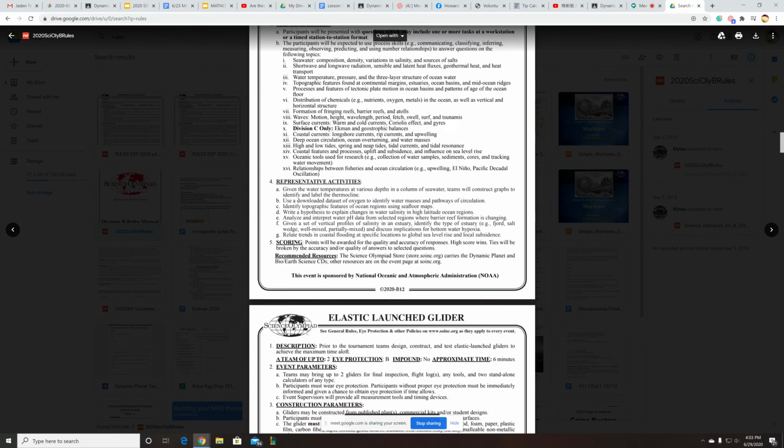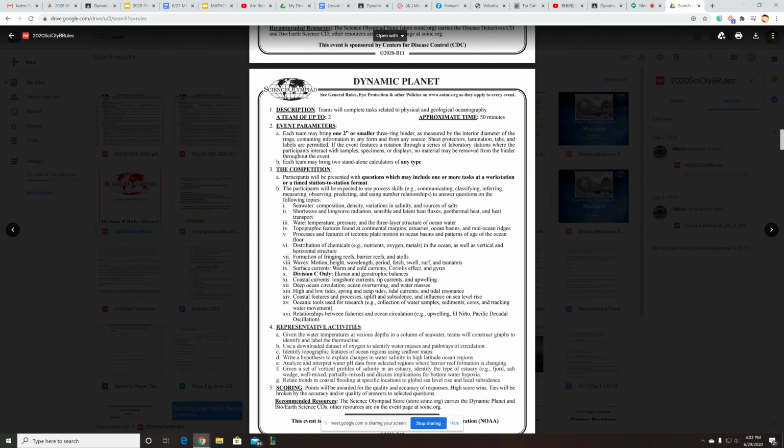Okay, so Dynamic Planet is right here. Dynamic Planet has the shortest rules, and basically it's pretty simple. You get a binder. It says 2 inch or smaller 3 ring binder, but from my experience, you pretty much only need a 1 inch. The extra weight inside the binder is usually filled with older tests. Those older tests that you add to your binder should be tests you do yourselves rather than finding them online with the answer key. That doesn't really help you learn it.